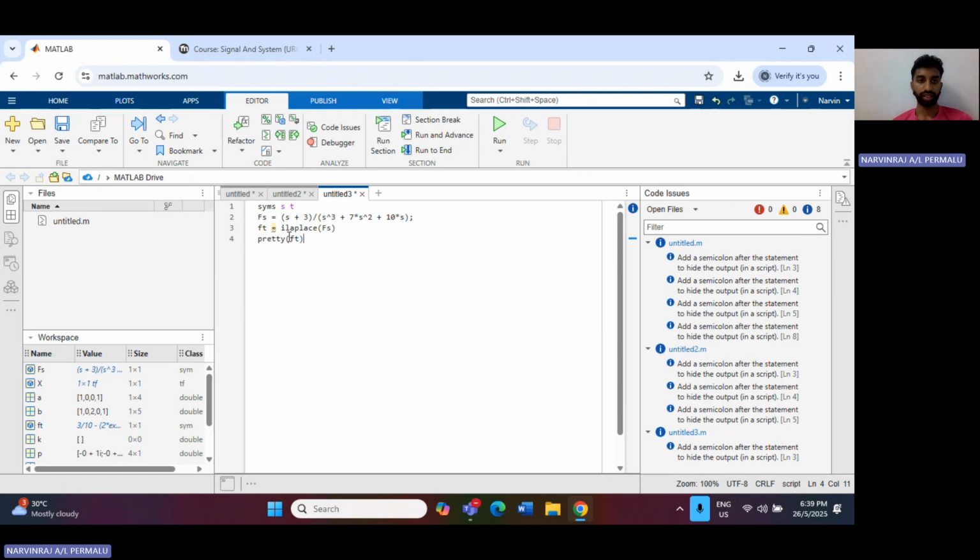Here I define the Laplace function, that is Fs equals (s + 3) over (s^3 + 7s^2 + 10s). Then use ilaplace to compute the inverse Laplace transform. Then MATLAB returns the exact symbolic expression in terms of t, which represents the system response in the time domain.